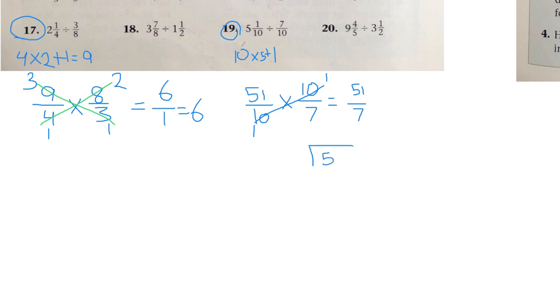The number on top, 51, goes in the box. 7 does the dividing. 7 sevens is 49, with a remainder of 2 out of 7. So this is 7 with 2 sevens.